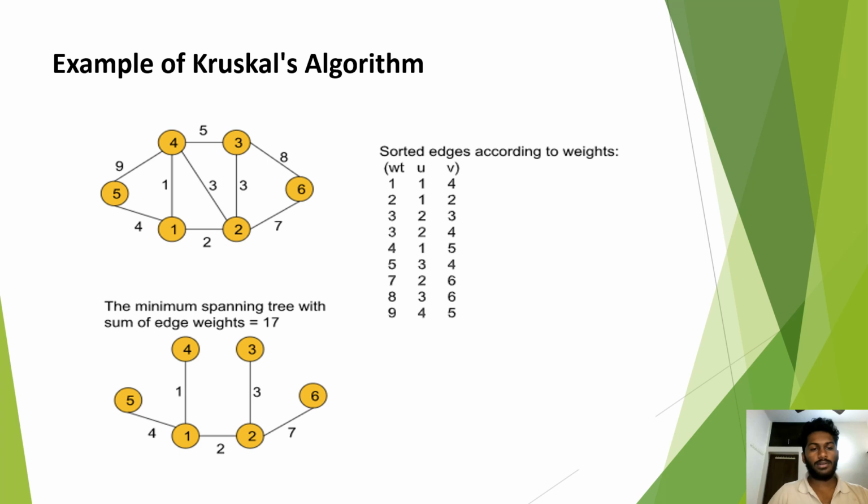Examples of Kruskal's algorithm. In the image, we can see that the graph consists of 1, 2, 3, 4, 5, 6 vertices, and we need to find a minimum spanning tree with no cycle. Here we see the edges 1 to 2, 2 to 3, 1 to 4, 1 to 5, and 2 to 6.